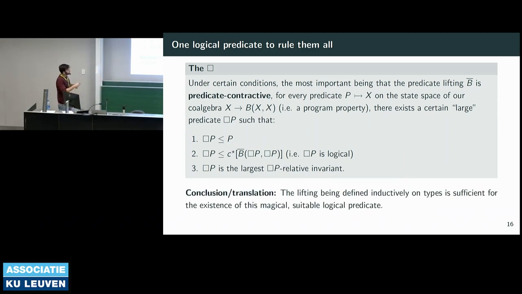The translation of this is that if the lifting is defined inductively on types, it is sufficient to have predicate contractiveness. So the existence of logical predicates, for all intents and purposes, relies on something intuitive: that you define your behaviors inductively on types. I haven't given exact categorical details as to how this works, but other people before me did.